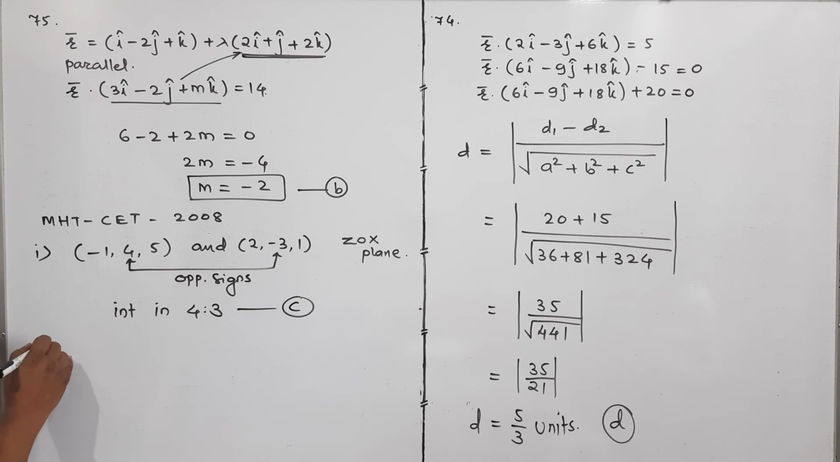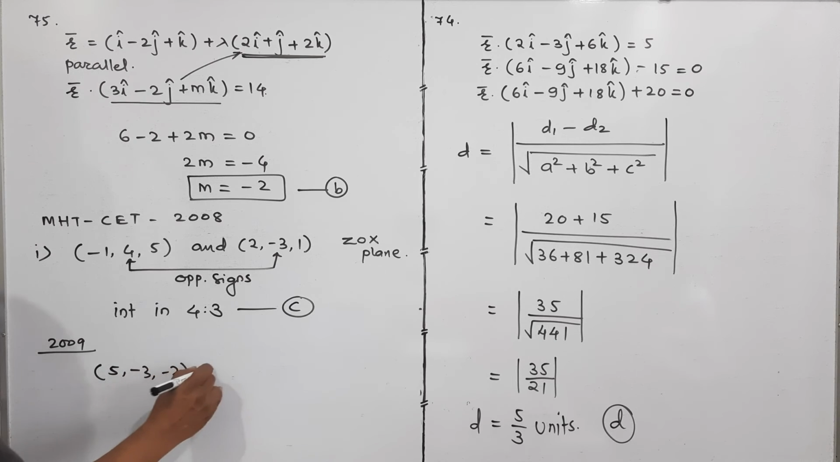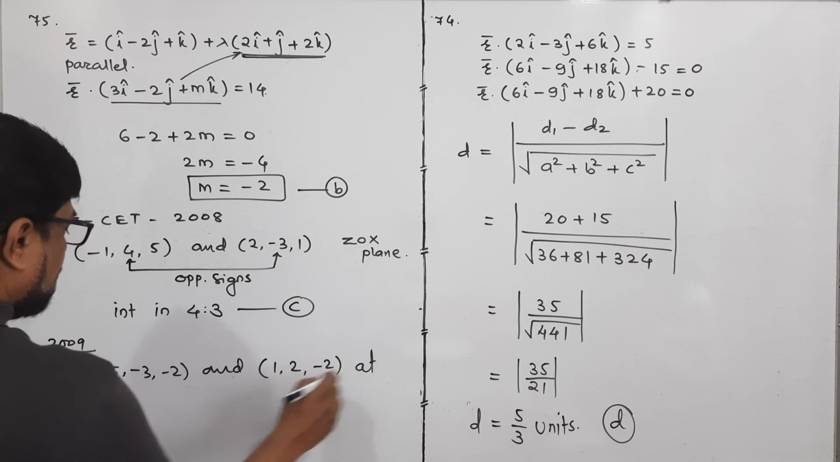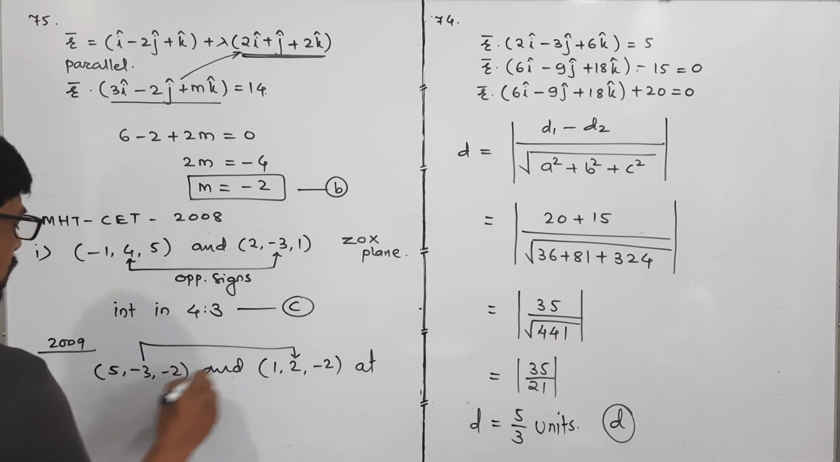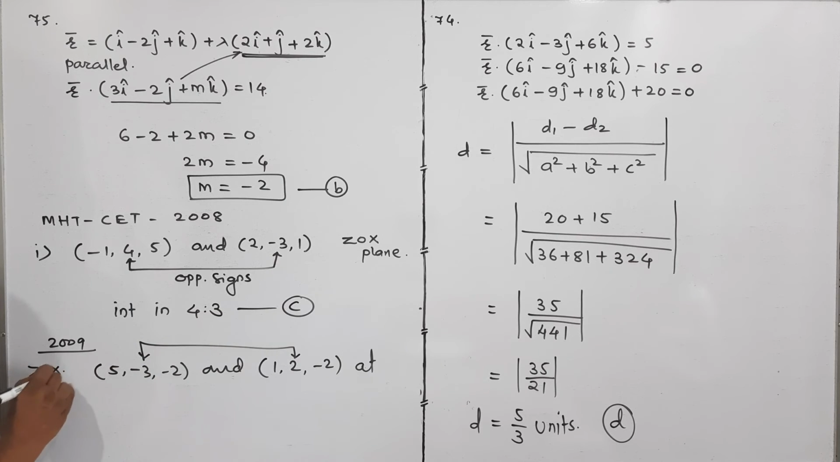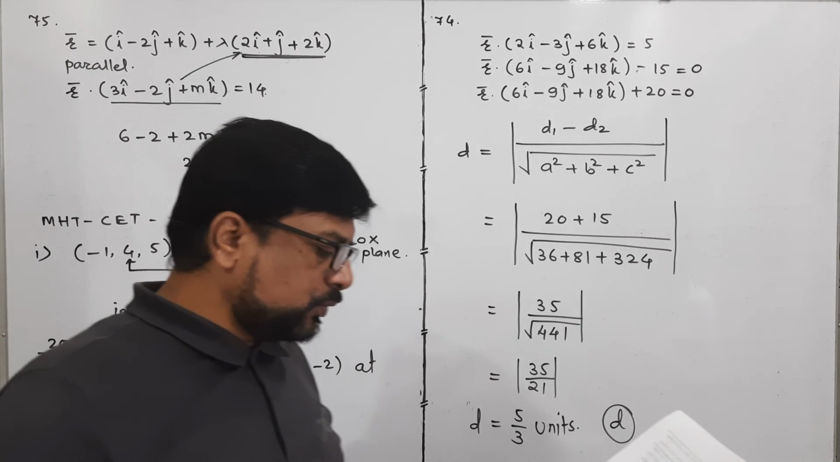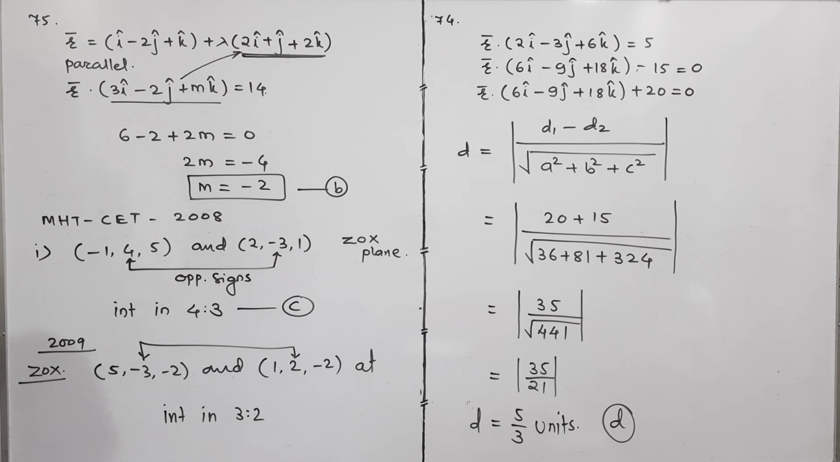Then MHT-CET 2009: a point on ZOX plane divides the join of 5, minus 3, minus 2 and 1, 2, minus 2 at. अब फिर से देखेंगे हम y coordinate, because plane is given ZOX plane and therefore we can say that internally in ratio 3:2. तो पॉइंट के कोऑर्डिनेट्स निकालने के लिए हमें सेक्शन फॉर्मूला यूज करना पड़ेगा.